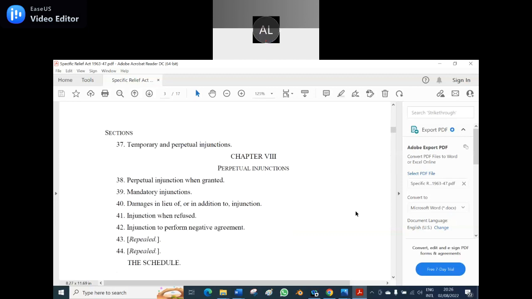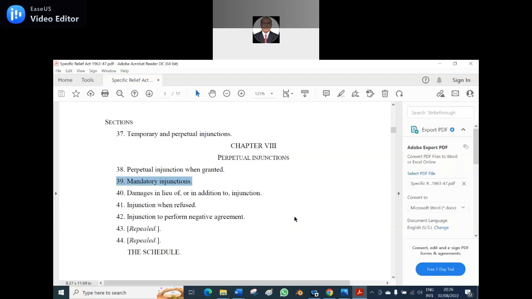See here, I made it here, highlighting it. The mandatory injunction is given in section 39. And injunction when refused is given in section 41. And section 42, injunction to perform negative agreements. And I already gave the question, that is 43 and 44, repealed.